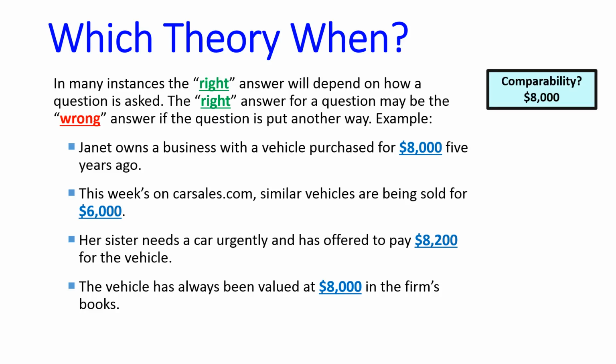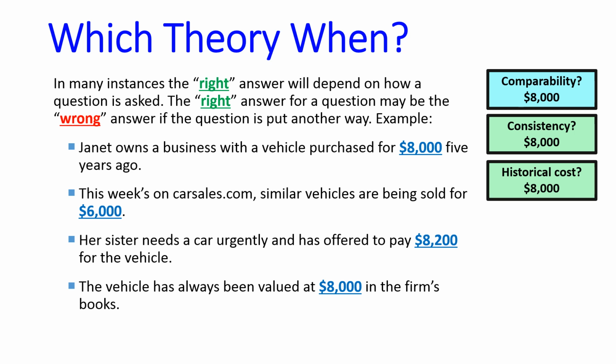If we're applying comparability, we'll keep it at the $8,000 it's always been listed at. If we're valuing it at consistency, we'll do the same. It's always been valued at $8,000, so to be consistent and apply the same methods, we'll keep it at $8,000. If we're applying historical cost, we'll do the same. Relevance, however, we'd probably use the one that's most important for decision making. It looks like we've got a firm offer here from our sister, so we'll probably end up selling it for that. So I think it's reasonable to factor that amount into our decision making.